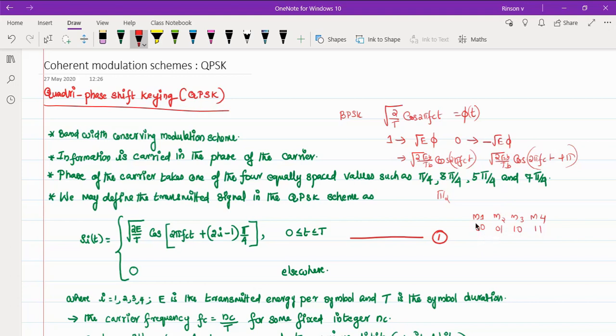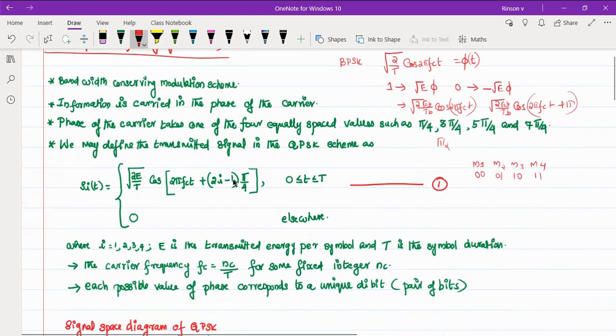Now you see that in BPSK, when you send a signal, you will be sending only 1 bit. That is, 1 is represented by this and 0 is represented by this. But in QPSK, when you send a signal, you will be sending a symbol, say M1. That is, you will be transmitting 2 bits at a time. Each phase corresponds to 2 bits of transmission at a time. That's why it's called a bandwidth conserving modulation scheme.